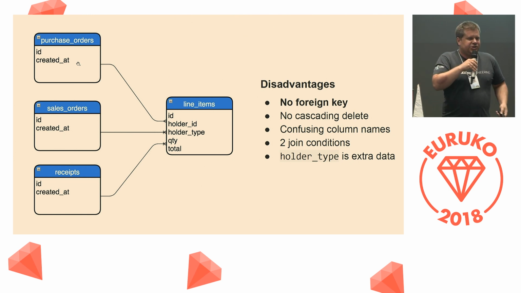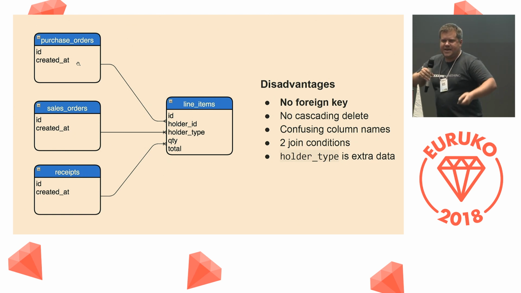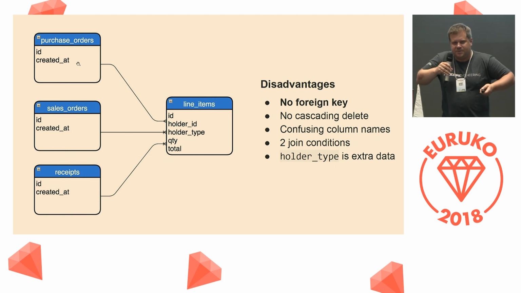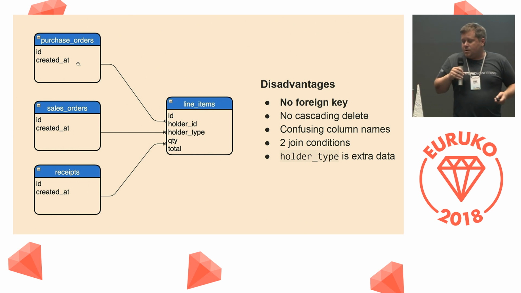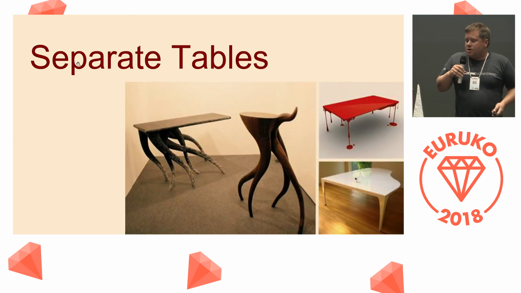It's not very space efficient if you've got that extra string type holder right on every row; it wastes a lot of space. That's probably not a big deal in most cases, but it could be, depending on what you're doing. So this comes with disadvantages. So what are some of the alternatives?